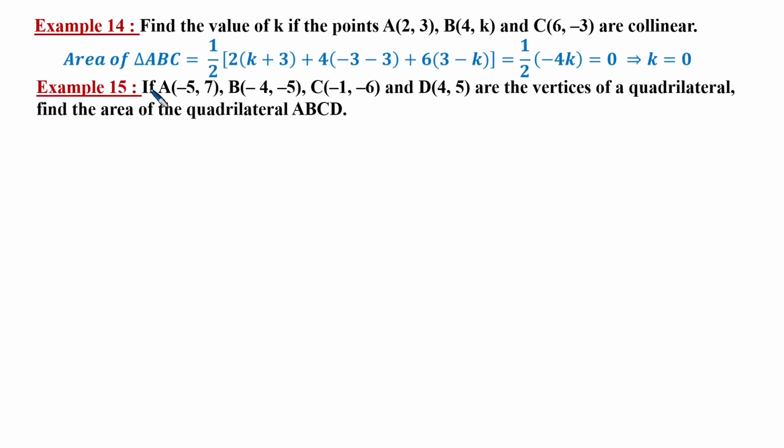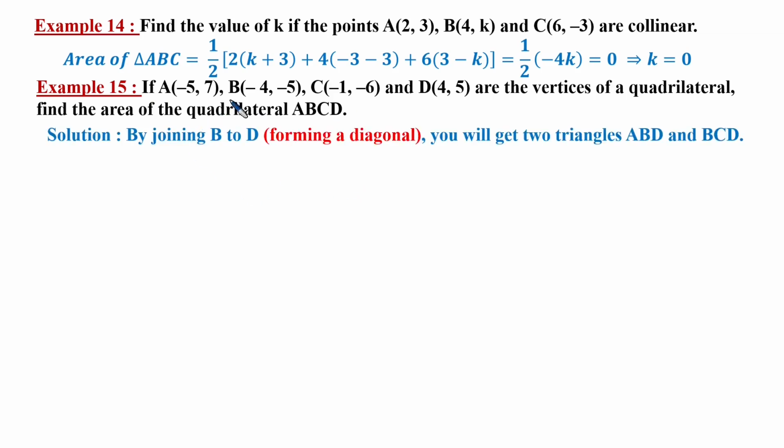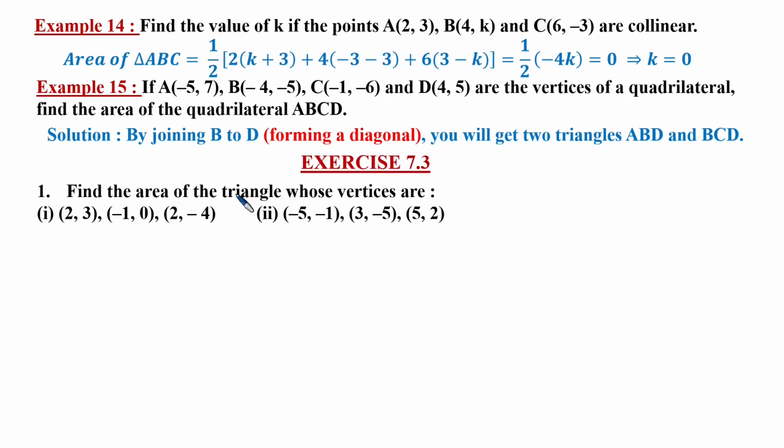Example 15. If A, B, C and D are the vertices of a quadrilateral, find the area of quadrilateral ABCD. You divide it into triangles. You draw a diagonal by joining B to D, and you will get two triangles, ABD and BCD. You find the area of this triangle and the area of this triangle, and that will give you the area of the quadrilateral. Exercise 7.3. Find the area of the triangle whose vertices are given.